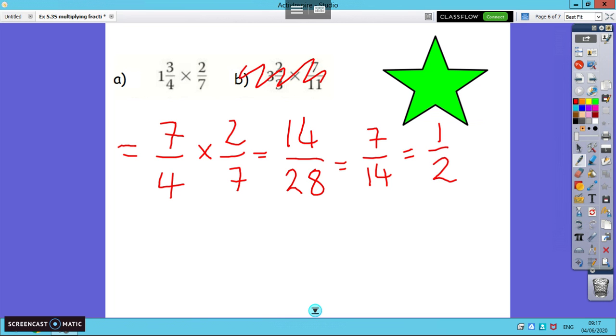Okay? So that's what you would have to do. You would have to change your mixed number into an improper fraction first, and then you could do the multiplication. So that's your little extension today, for those of you that found the kind of multiplying bit easy.